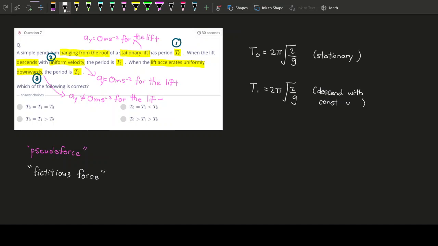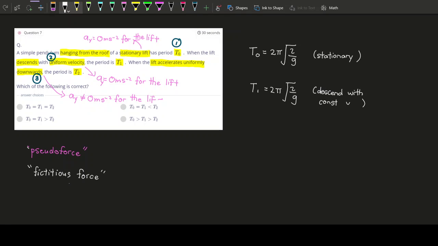Okay. So this is a concept which might be difficult to understand. I learned about this in university as well, so I'm not sure whether this is in your syllabus or not. Fictitious force, right? It's not an actual force. It's a force that we create to make sense of the situation.